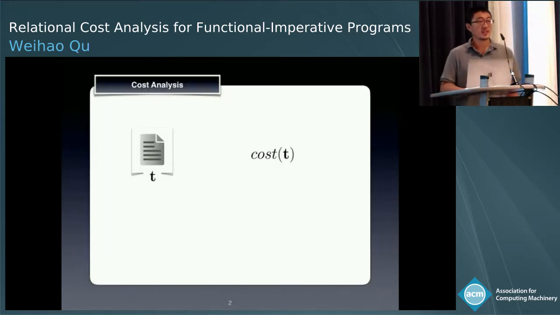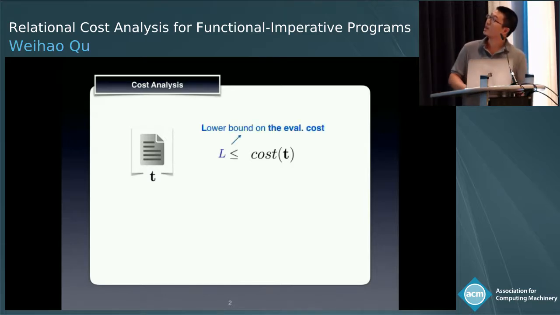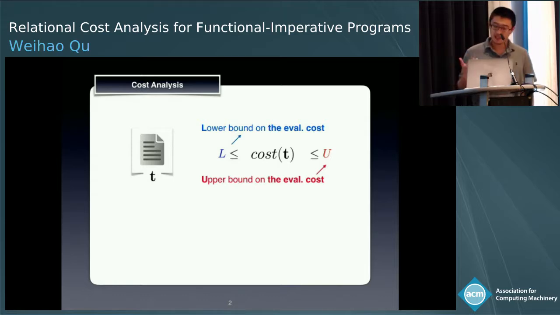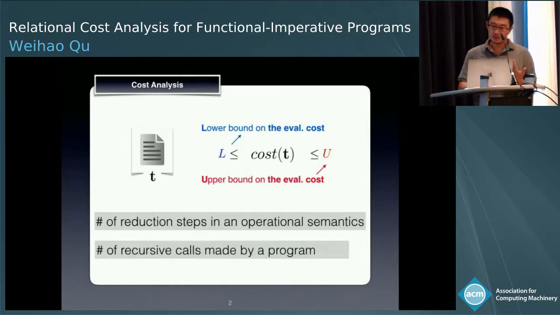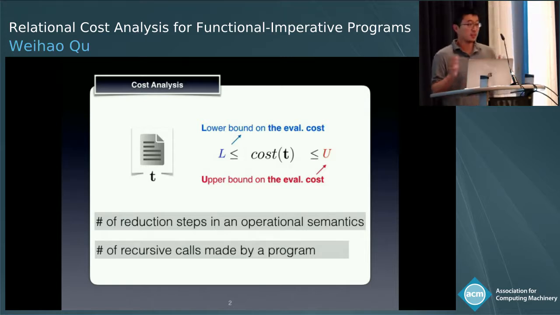The standard cost analysis aims to statically establish a lower bound or an upper bound on the evaluation cost of a single program. And this cost is usually measured in abstract units, which means the cost can be the number of the reduction steps in operational semantics. It can be even the number of the recursive calls made by a program. And there are many techniques developed for the cost analysis.